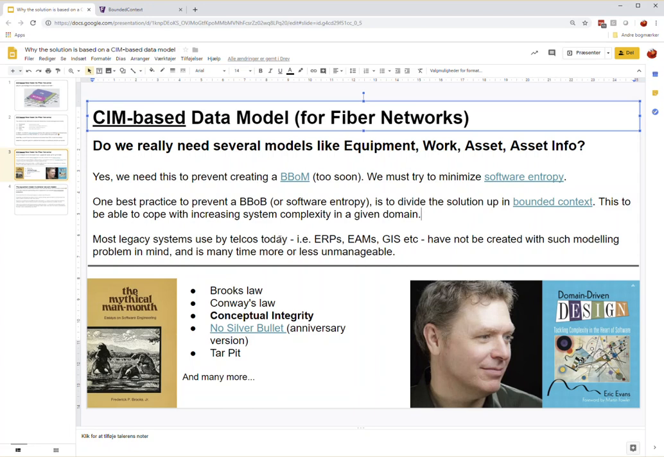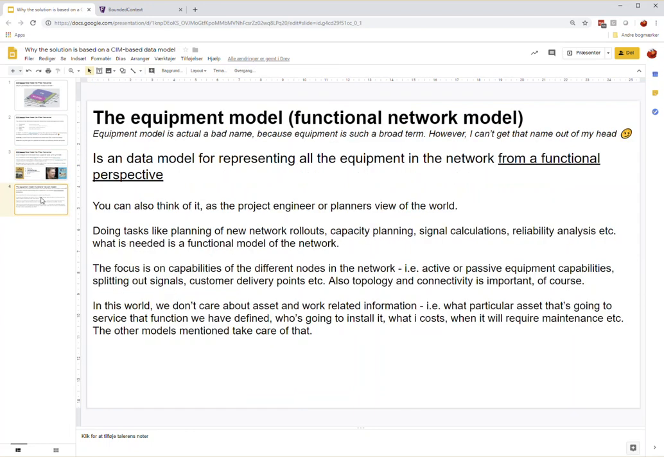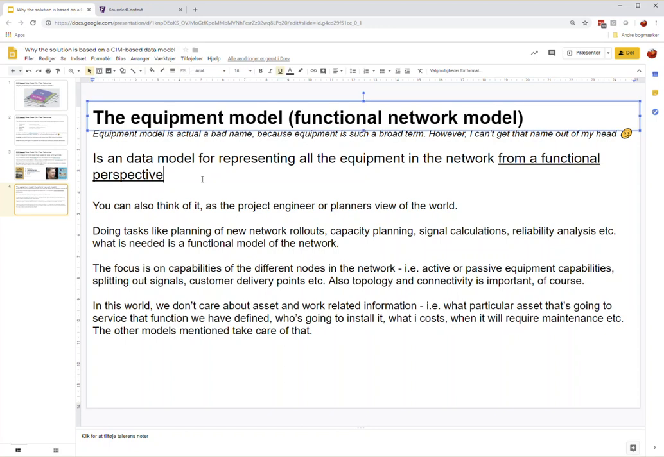So we're gonna use CIM, because they have already divided the utility domain up. So we're gonna build on that, because we are lazy, right? We don't want to reinvent the wheel. Okay, the last thing here, the last slide here, is quite important, I think. I'm gonna explain the equipment model in more detail, because this is the one that many are confused about.